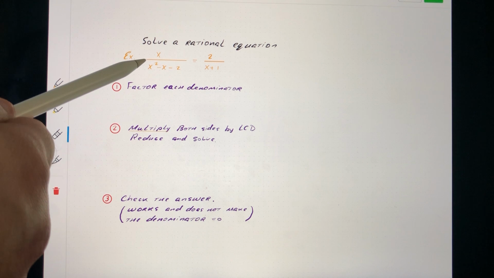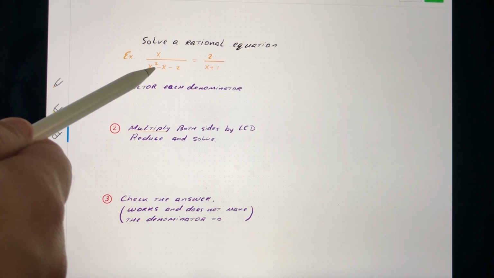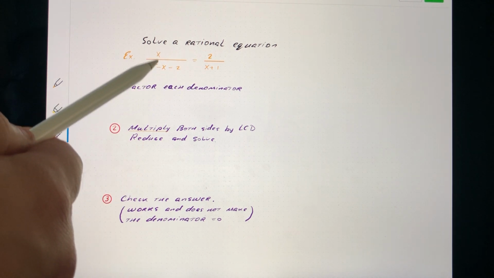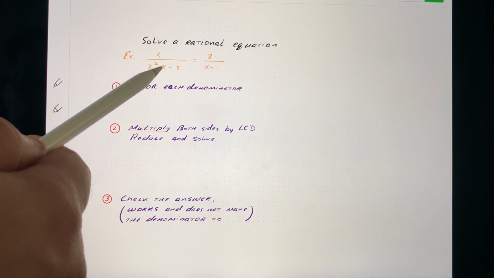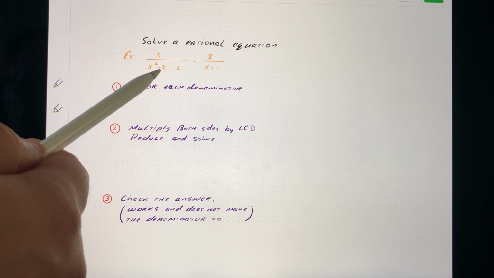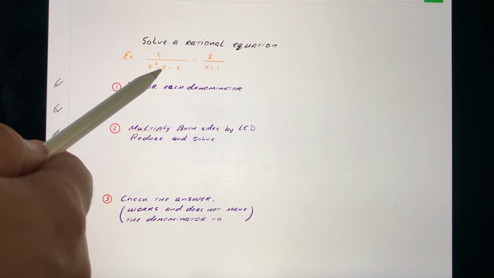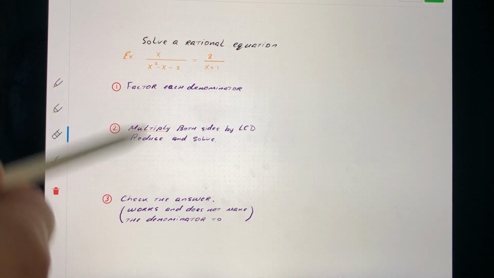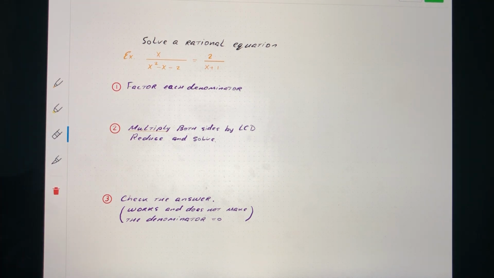We also have to make sure that whatever answer we get does not make our denominators equal to 0, because we know we cannot divide by 0. If our answer makes 0 on the bottom, it's called an extraneous solution, meaning it's an extra solution that doesn't work, and we would have to throw it away from our list of solutions. So let's run through these three steps and see what answer we're going to get.